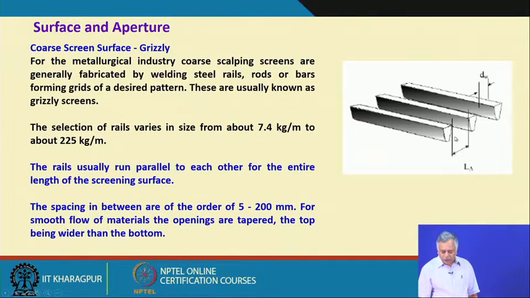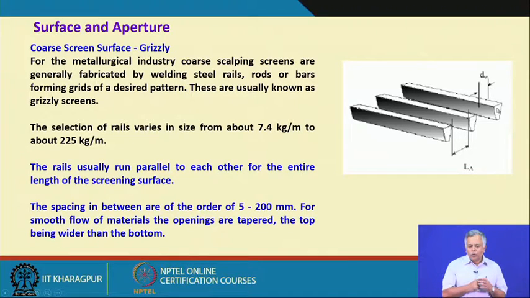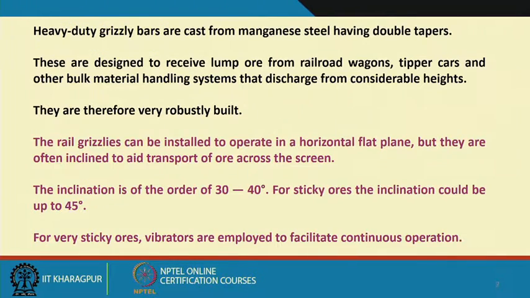So, you need some kind of machining or some other method, you have to have this tapered. So, how much tapering angle do you require? That is again depending on the flowability characteristic of your material which you try to screen. Heavy duty grizzly bars are cast from manganese steel having double tappers, that is you have a tapper and then you can have further tapper.